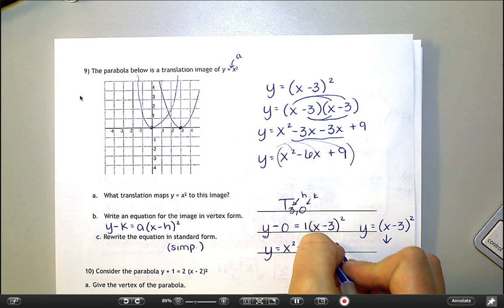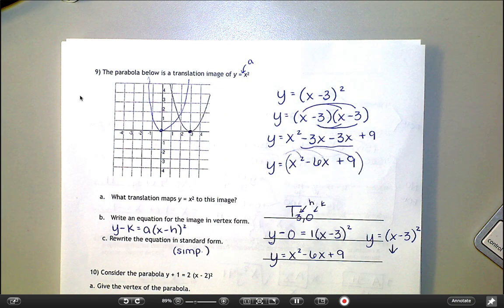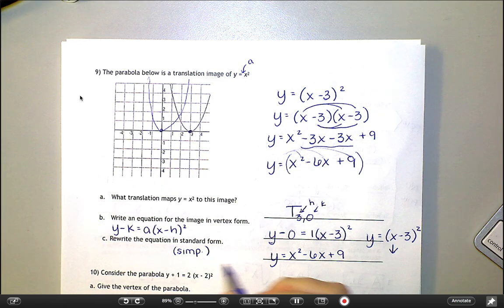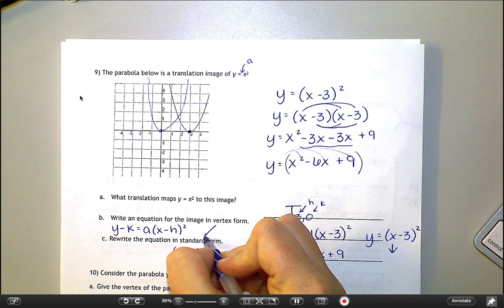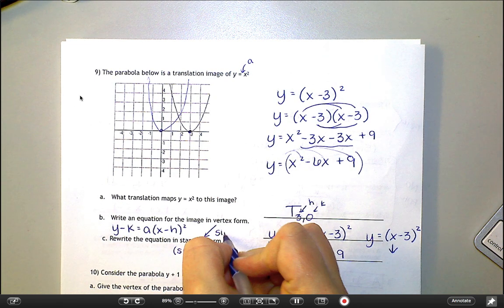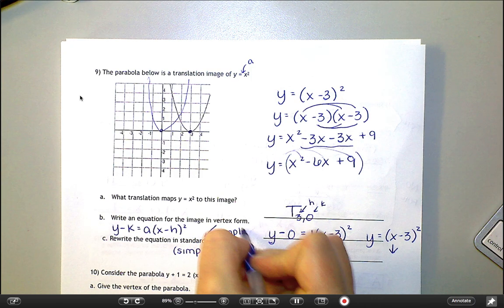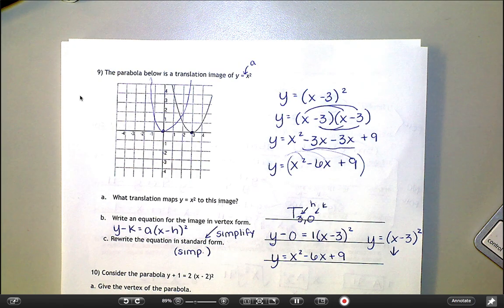I think once you get that ball rolling in the right direction, you're probably okay on that one. But it's just a matter of knowing that to go from vertex to standard, you're really just simplifying. You're foiling, you're distributing, you're moving things from one side to the other, that kind of thing. Okay?